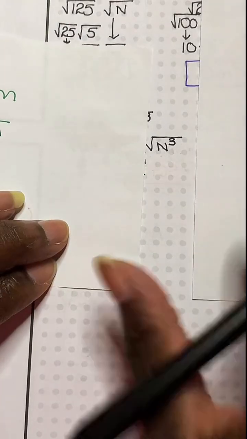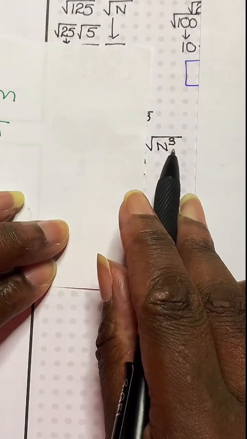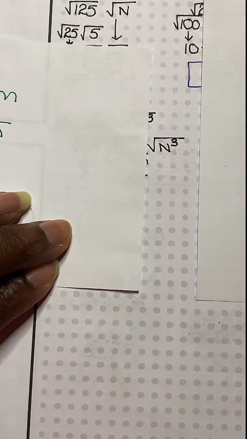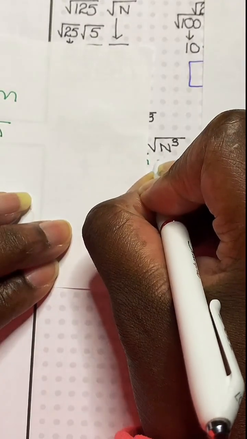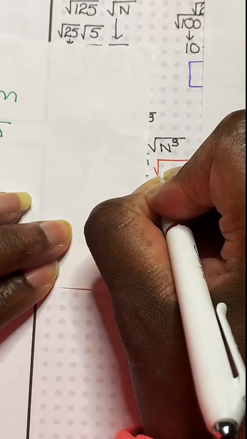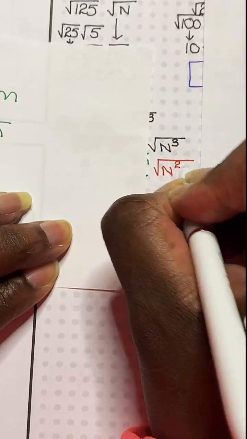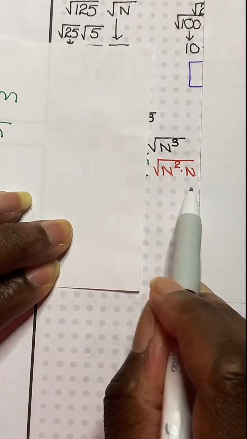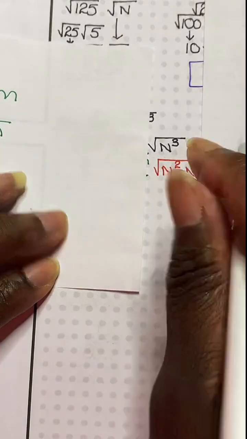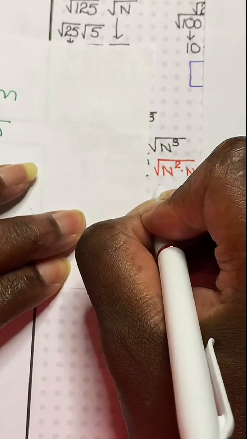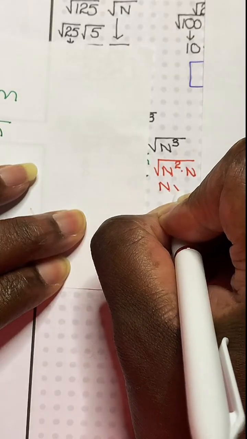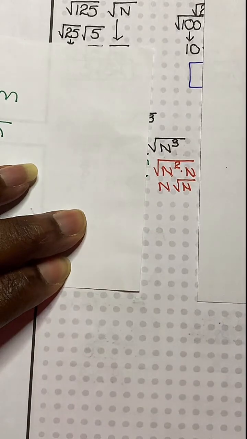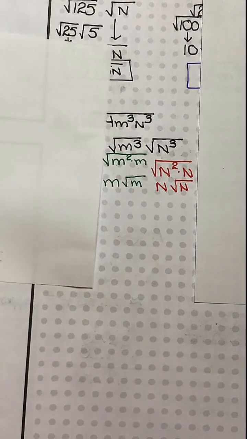Now, we have n, the square root of n cubed. Hey, this looks very familiar. So this is basically the same as saying n squared times n. So how many groups of n's do we have? Well, we can do 1 group. And then there's going to be 1 n remaining under the radical. Very similar to what we did with the m's.